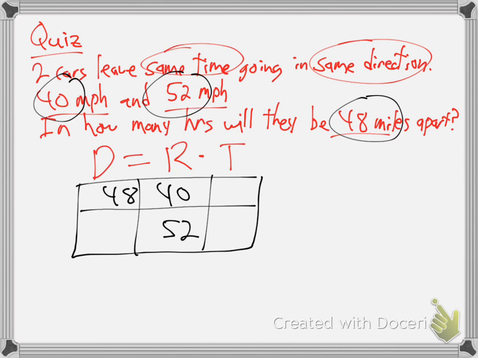If you put that 48 there, that means the first car went 48 miles. That's the distance the first car went. That is not what they're saying. They're not saying that first car went 48 miles, are they? They're saying, in how many hours will they be 48 apart? They're not saying car 1 went 48 or car 2 went 48, huh? They're saying they're 48 apart, right?